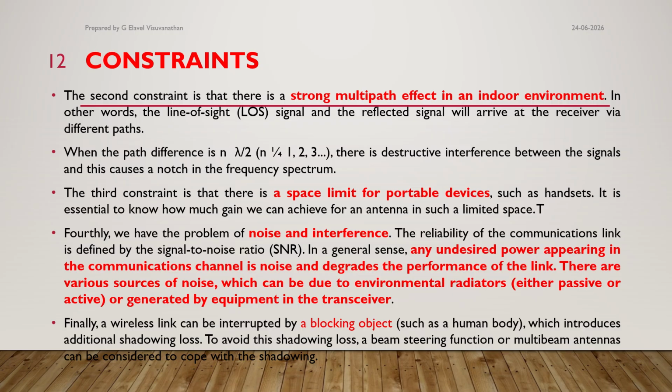Third constraint: there is a space limit for portable devices such as a handset. It is essential to know how much gain we can achieve for an antenna. So the third constraint is the space limit for portable devices. Portable device means here we are going to use electronics whose output is applicable only within a certain limit.